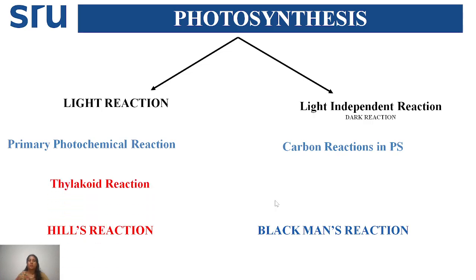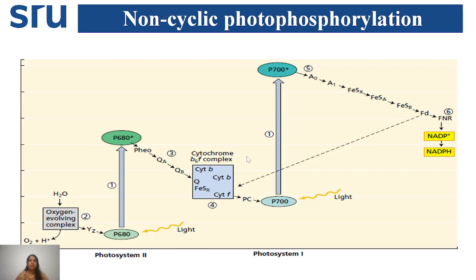One more thing you need to remember is where it takes place. In the chloroplast, we have two regions. One is the ring structures in the chloroplast, which we call the thylakoids, and these are surrounded by a matrix material, which we call the stroma. In the thylakoids, the light reaction takes place, and in the stroma matrix region, the dark reaction or carbon dioxide fixation reaction takes place.